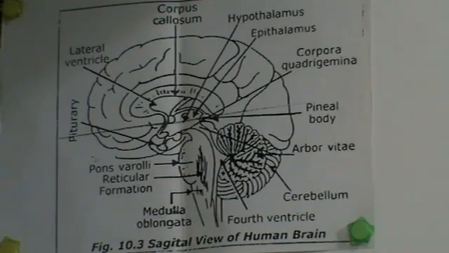Ventral to the midbrain is the optic chiasma. I'll show you the optic chiasma also, guys. I'll show you a diagram of the optic chiasma.